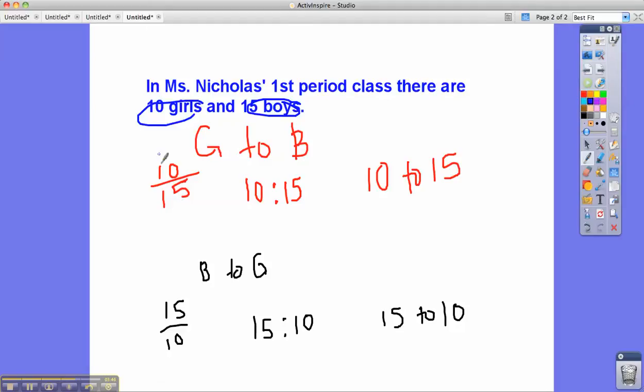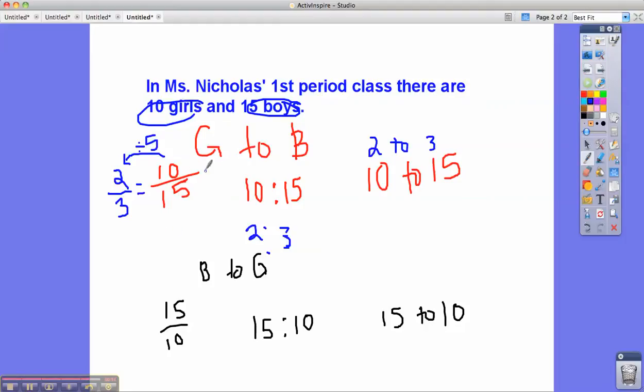So what scale factor can I use to simplify these? Well, we can simplify them by 5. 10 divided by 5 would get us 2 girls. 15 divided by 5 would get us 3 boys. So for every 2 girls in my class, there should be 3 boys. This is the exact same ratio, so I could write this as 2 to 3. The scale factor we used would be we divided by 5.